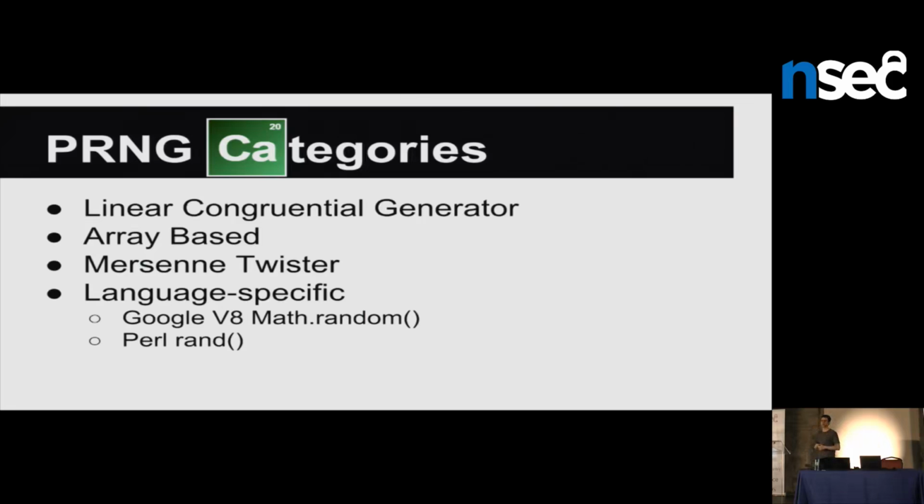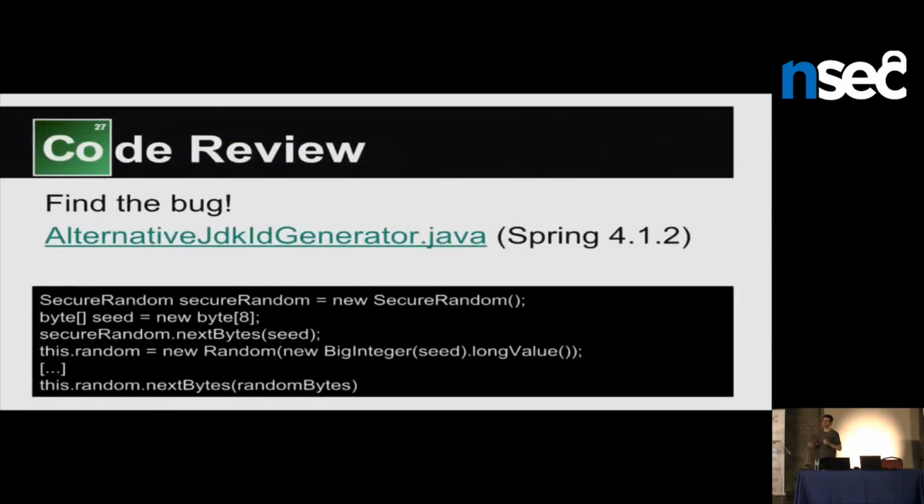Array-based is a different category that we see across different languages. Mersenne Twister is used, so in PHP, when you see mt_rand, that's Mersenne Twister. But that's not the focus of this talk. And there are many algorithms that are specific to a language. For example, V8 has its own specific algorithm. Same thing for Perl. So there are still many algorithms. But LCG and Mersenne Twister are the most common ones. So this is the focus of my presentation.